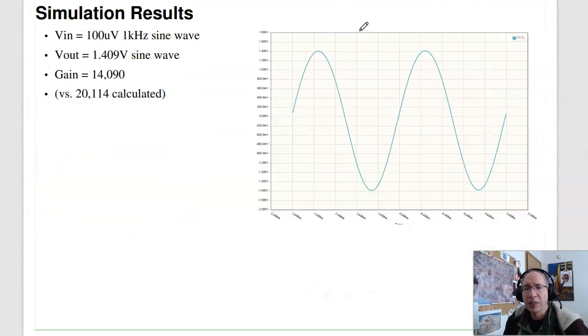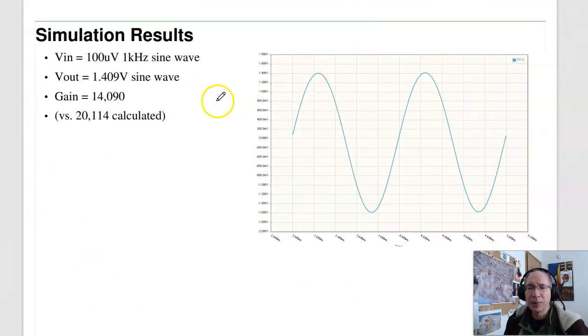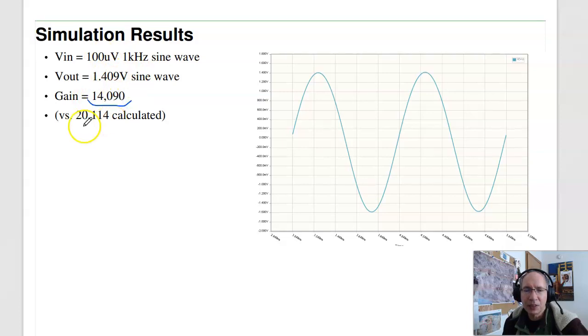If I simulate it, take that previous circuit and simulate it, apply a 1 microvolt, 1 kilohertz sine wave at the input. This is what you see at the output. I get a 1.4 volt sine wave at the output. The gain is the ratio. Gain is 14,000. I calculated 20,000. So again, my calculations are going to be a little bit off. The reason being is beta is different in CircuitLab than what I assumed. I assumed beta was 200, CircuitLab assumes beta is 151. So the gain's a little bit different.